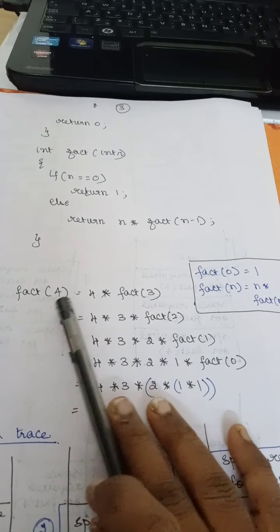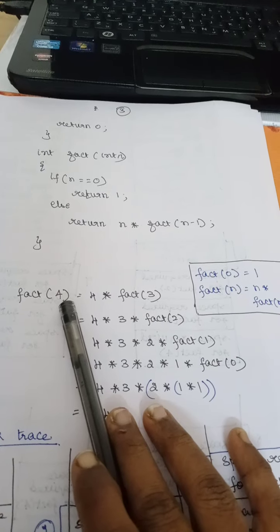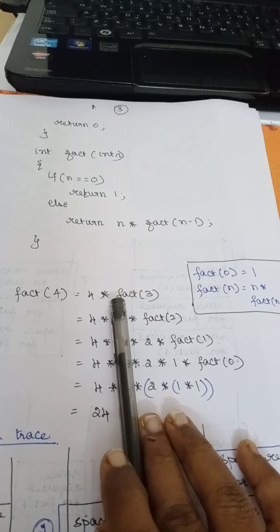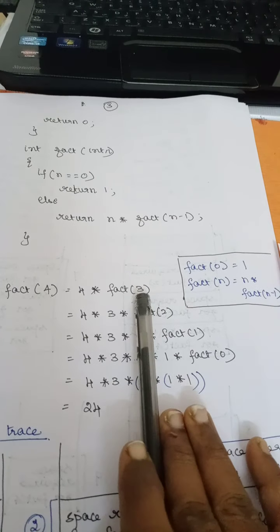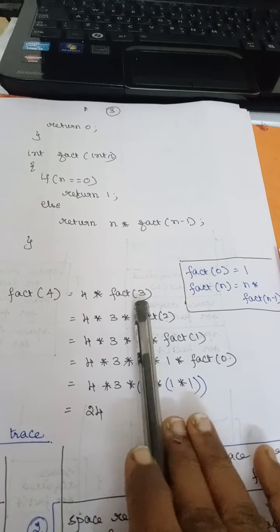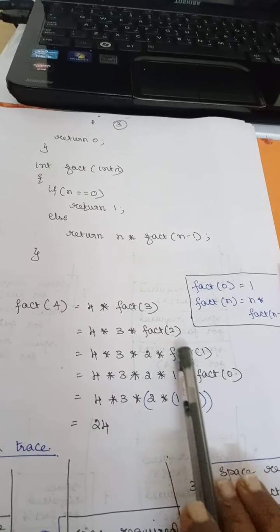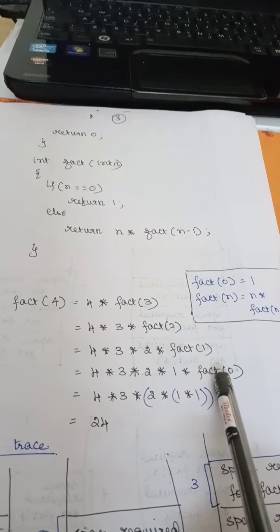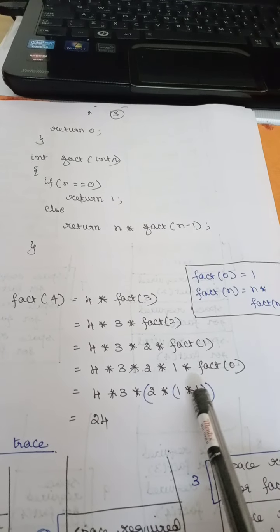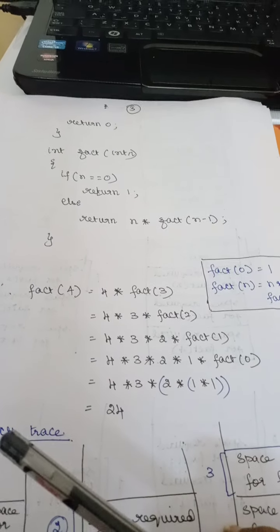We'll take the example to be 4. So what is fact of 4? Fact of 4 you already know. 4 into, it will calculate fact of 3. Again fact of 3 can be written as 3 into fact of 2. Again this 2 can be written as 2 into fact of 1. Again this 1 can be written as 1 into fact of 0. We know fact of 0 is going to be 1. So when you multiply, you are going to get 24.